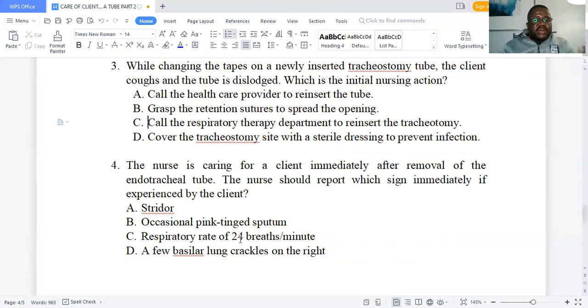If the client experiences: A, stridor, B, occasional pink tint sputum, C, respiratory rate of 24, D, a few basilar lung crackles on the right.